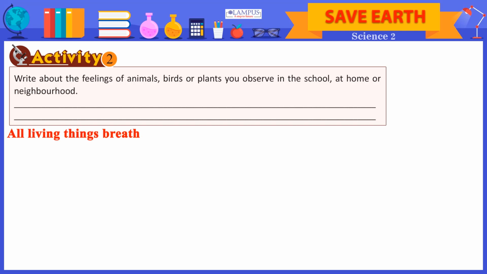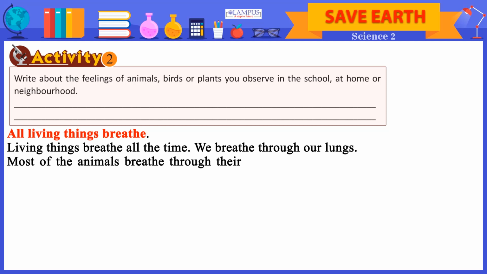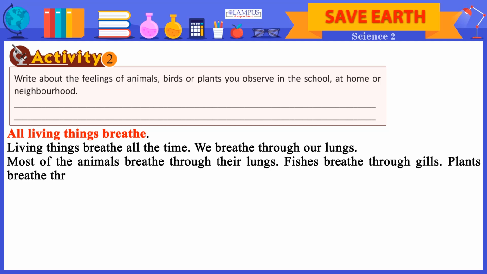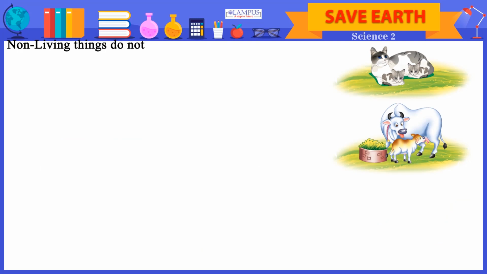All living things breathe. Living things breathe all the time. We breathe through our lungs. Most of the animals breathe through their lungs. Fishes breathe through gills. Plants breathe through tiny holes present in their leaves called stomata. Human lungs. Gills of a fish. Plant leaf with stomata. Non-living things do not breathe.